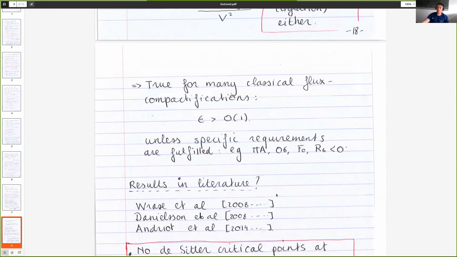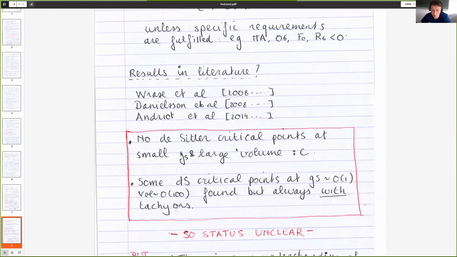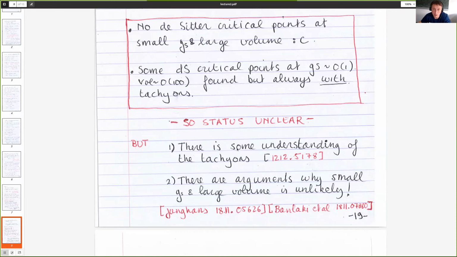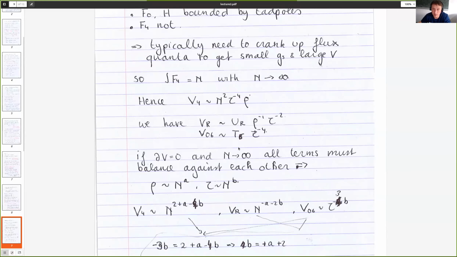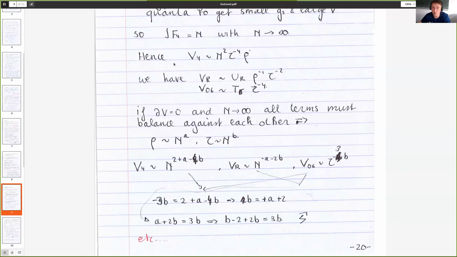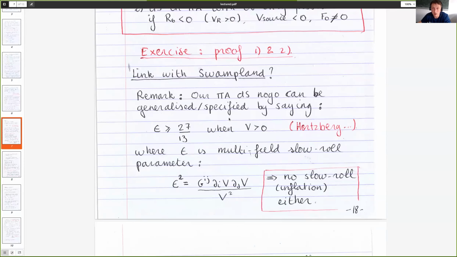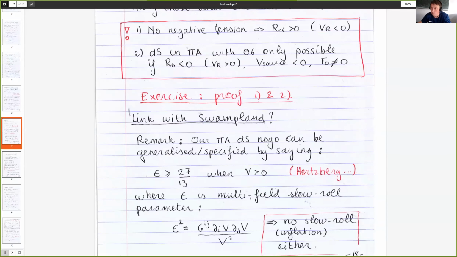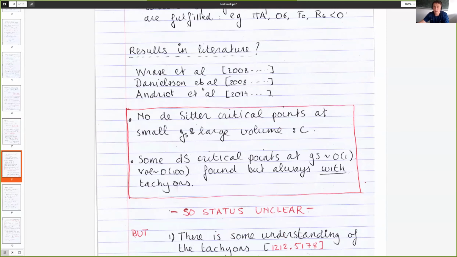So how is that consistent with the results in the literature? I made one mistake. It's an exercise to prove these two statements at home. And as I said, it takes you probably 10 minutes or less, but please try to do this. Then I think you really have a feeling you understand it.